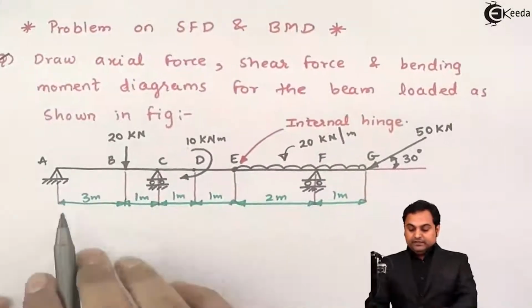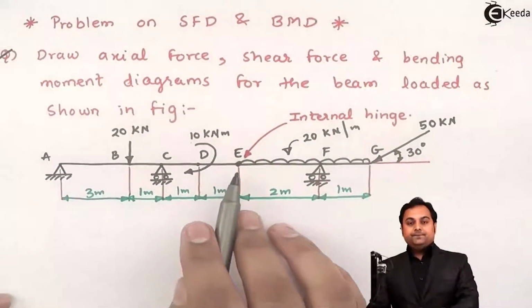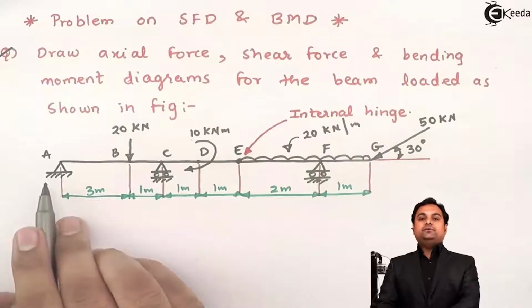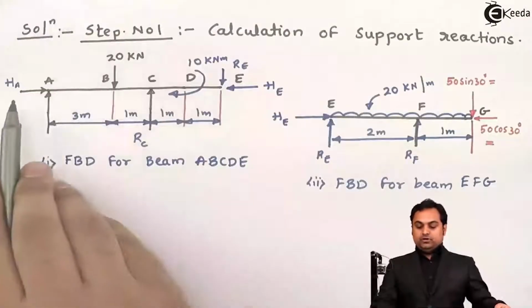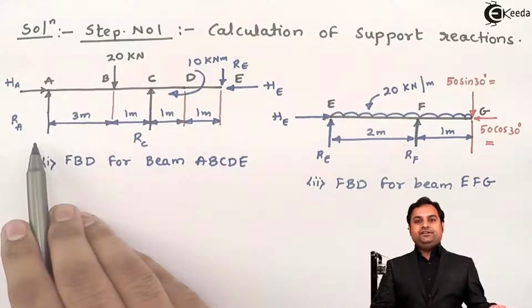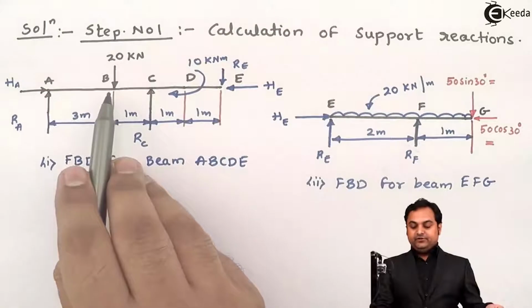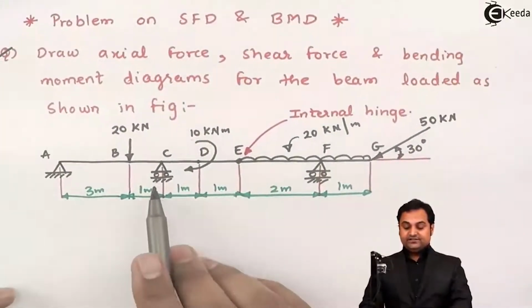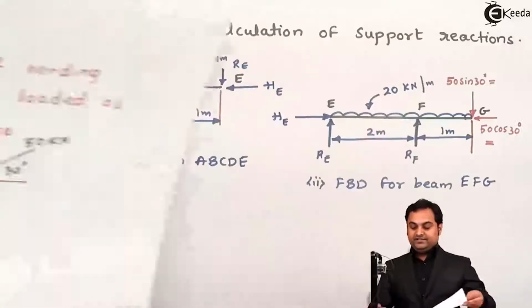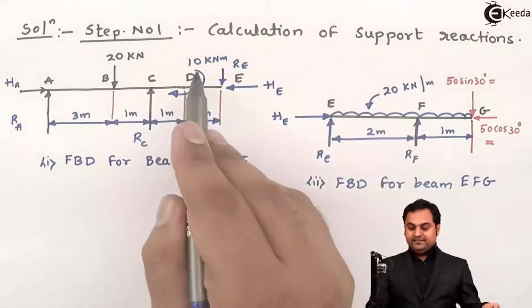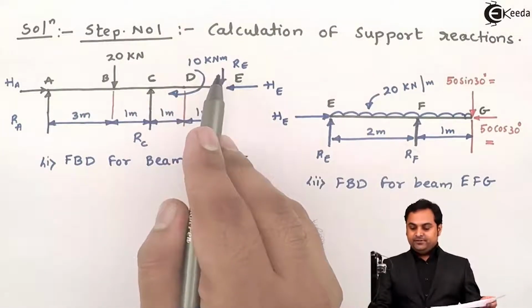If I look into parts A, B, C, D, E, at A there is a hinge support. So at the hinge support there will be two reactions: one horizontal reaction at point A, then a vertical reaction at point A. Next, the 20 kilonewton load is as it is. After that, at C there is a roller support, so only a vertical reaction, R suffix C. Then at D there is a couple acting, 10 kilonewton meter.